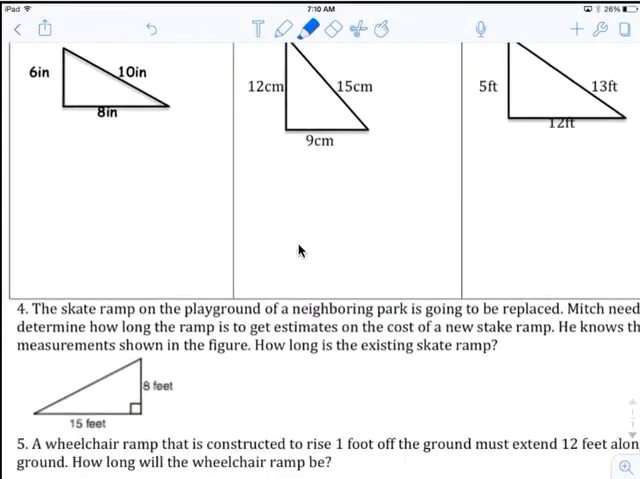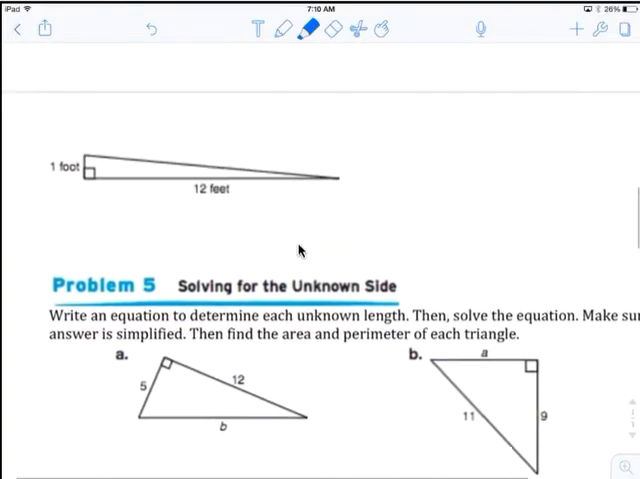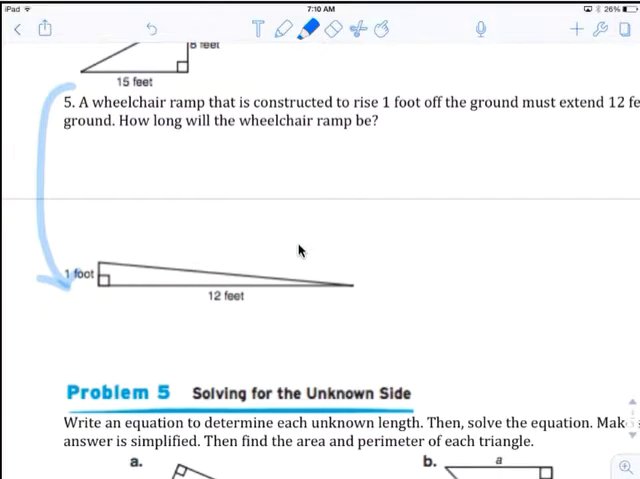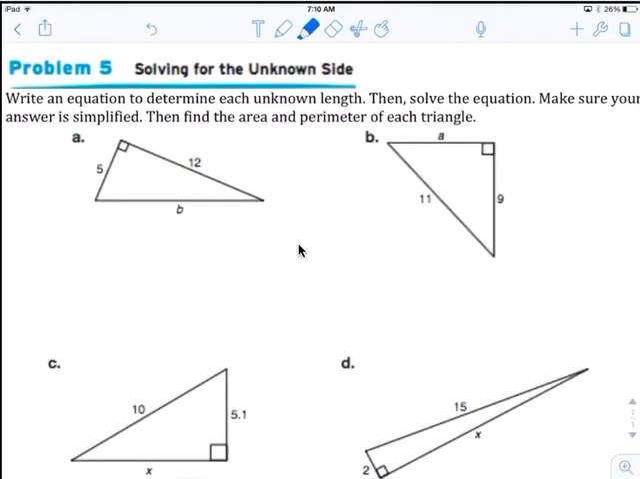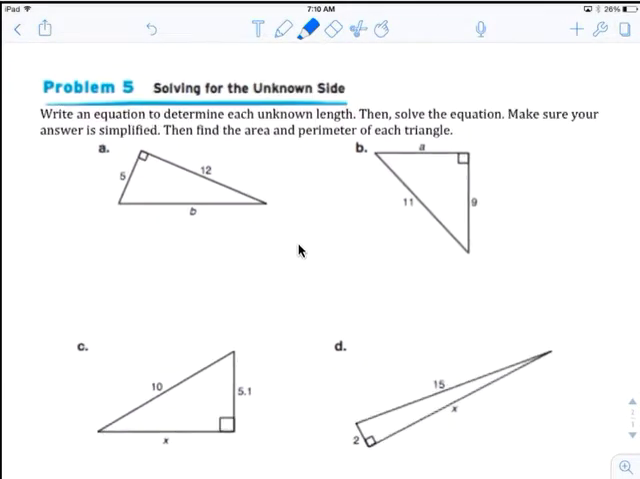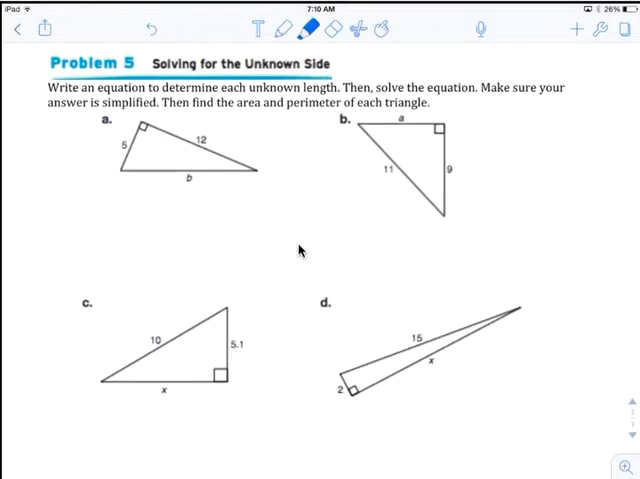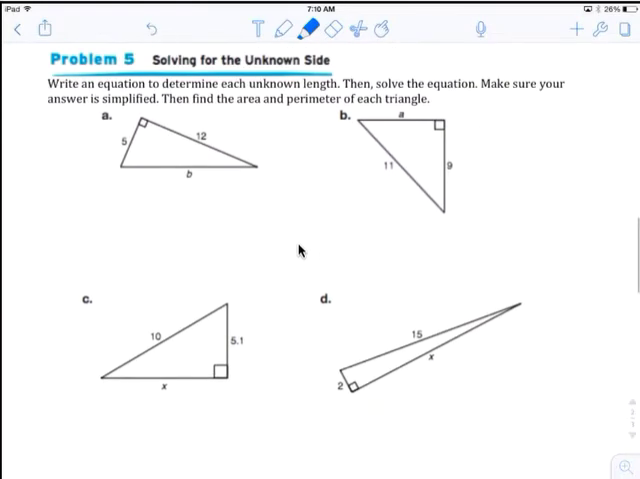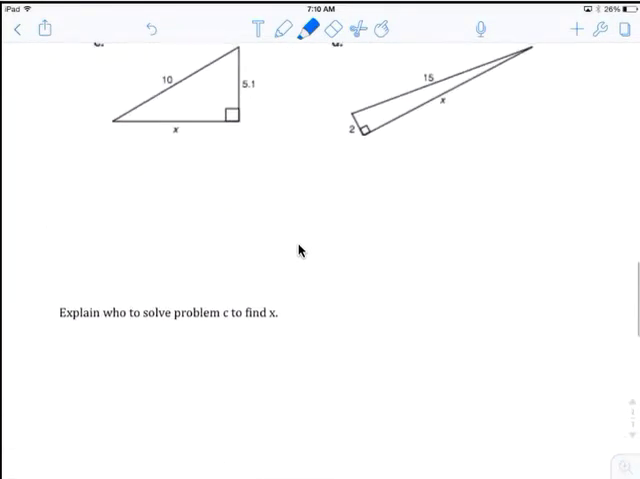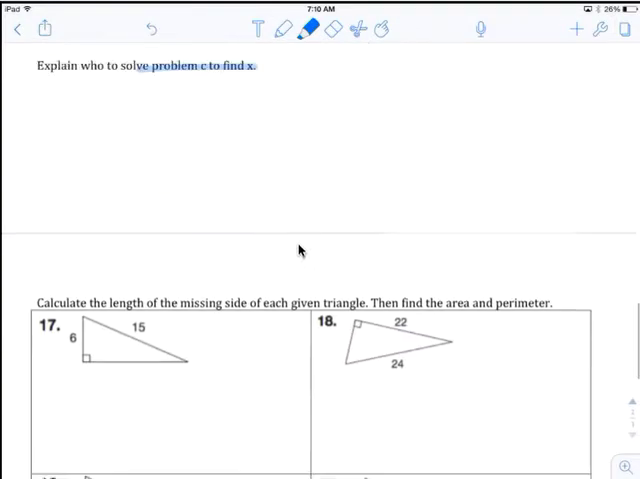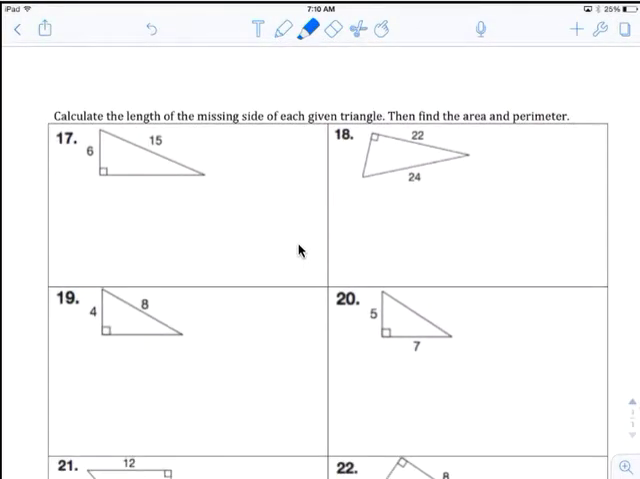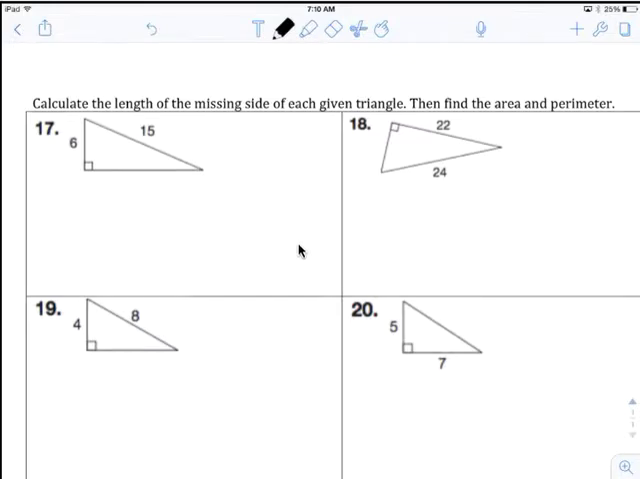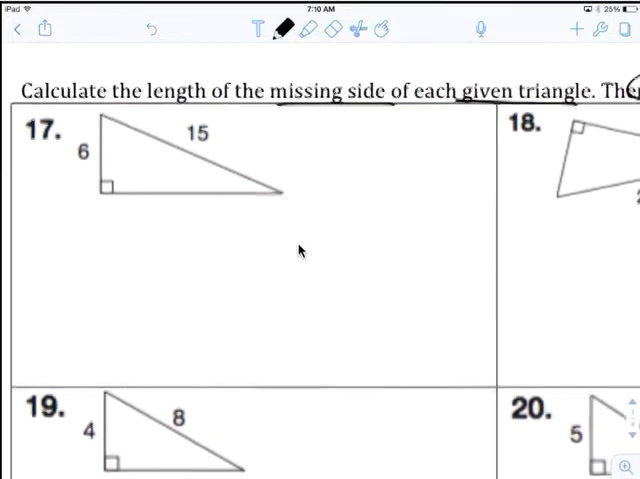Okay, we did that in class, and I believe number 5 goes with the second page. We did A and C, and I think depending on the class, I won't do this page. I'll do this page because it's the exact same thing as this. I'm not sure which one. On this one here. Okay, so calculate the missing sides for each given triangle. Find the area and find the perimeter. Okay, let's start with perimeter.